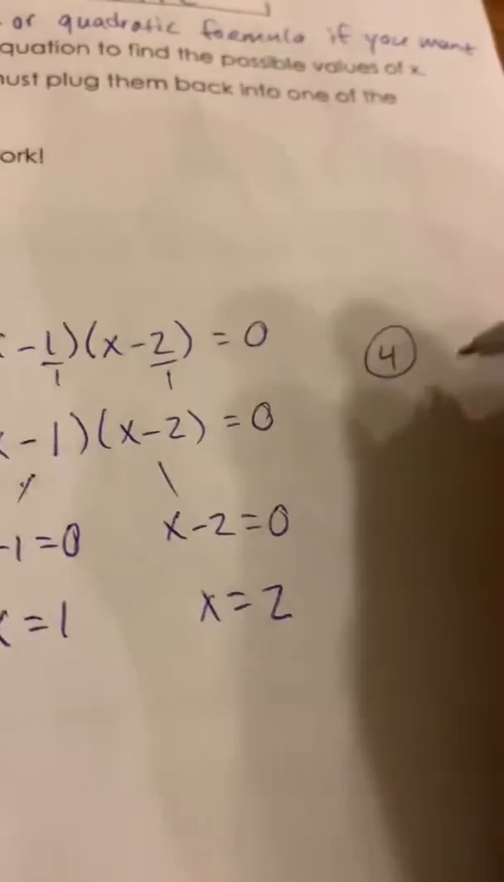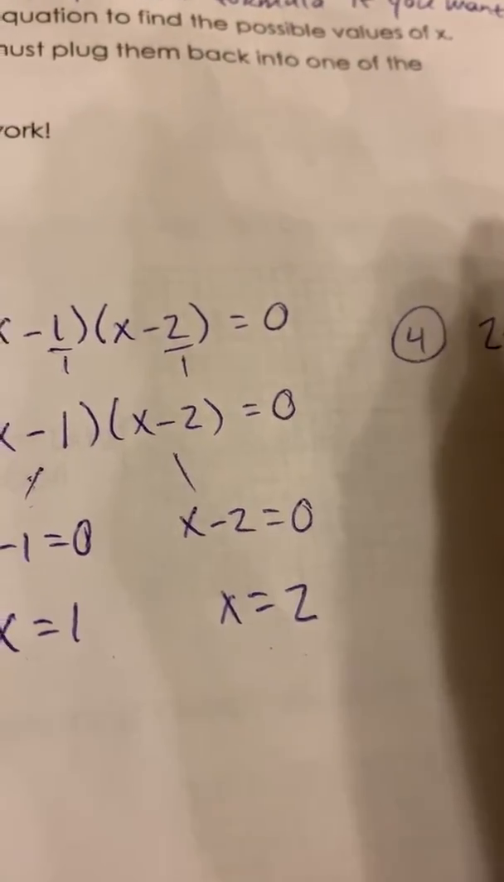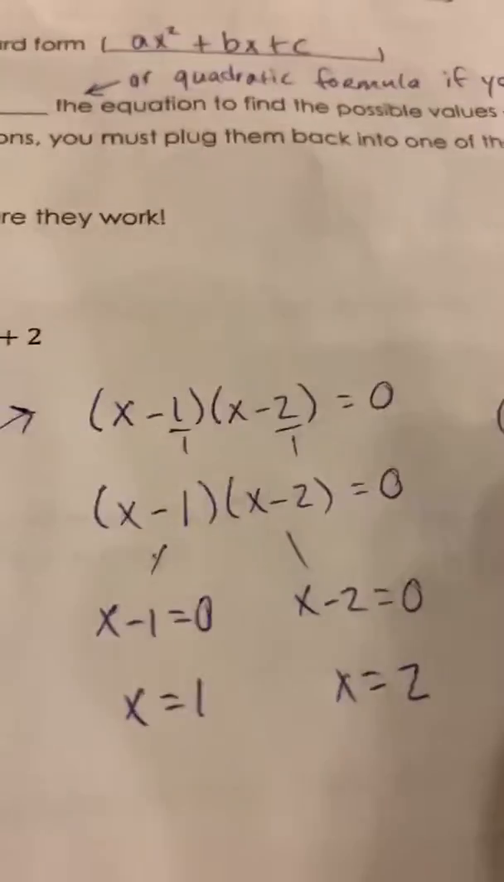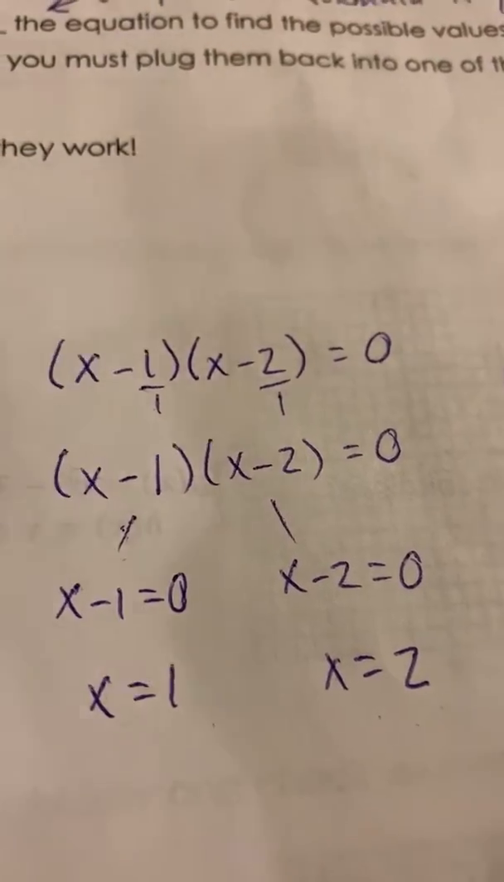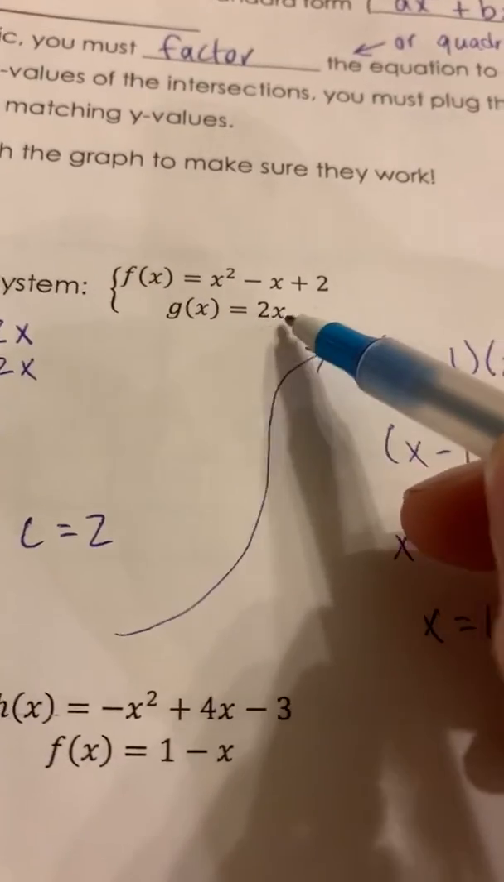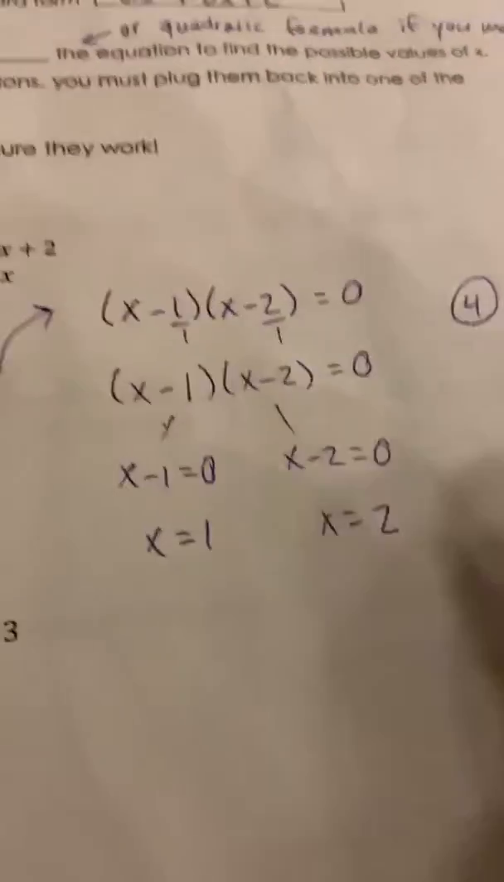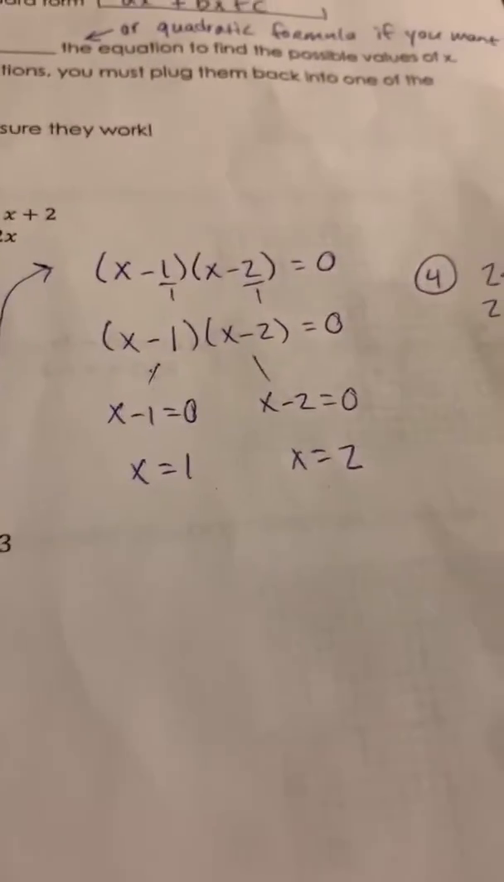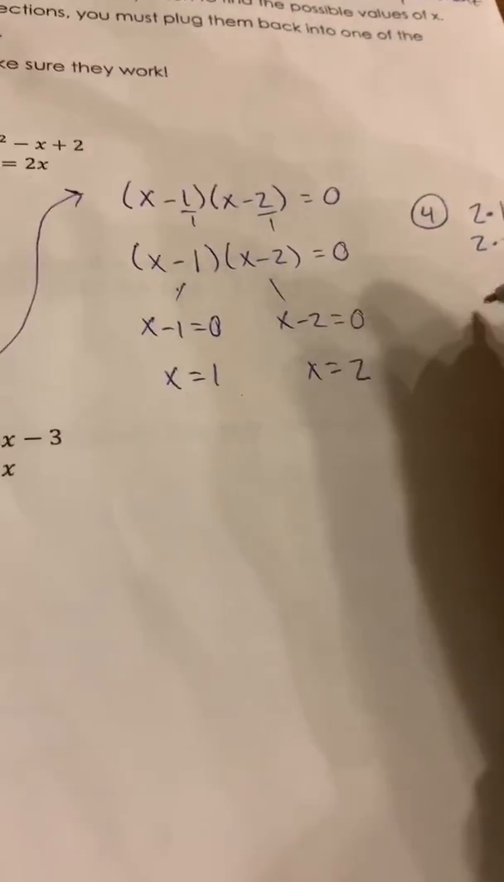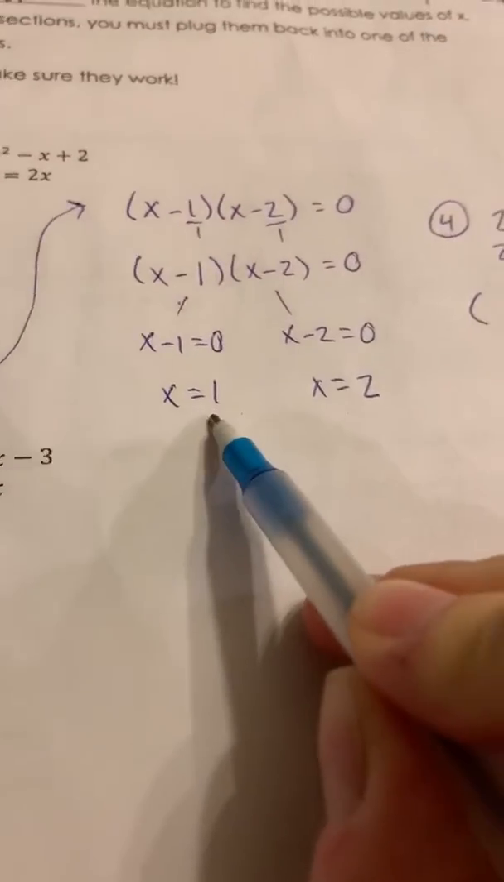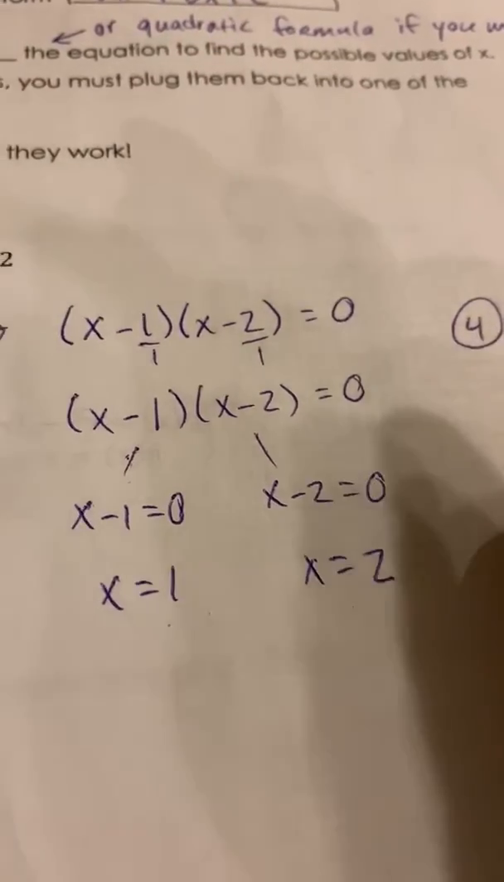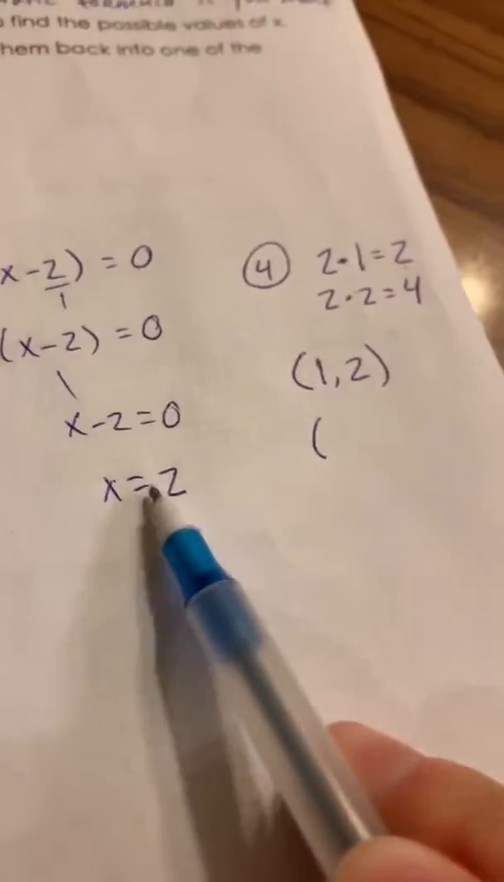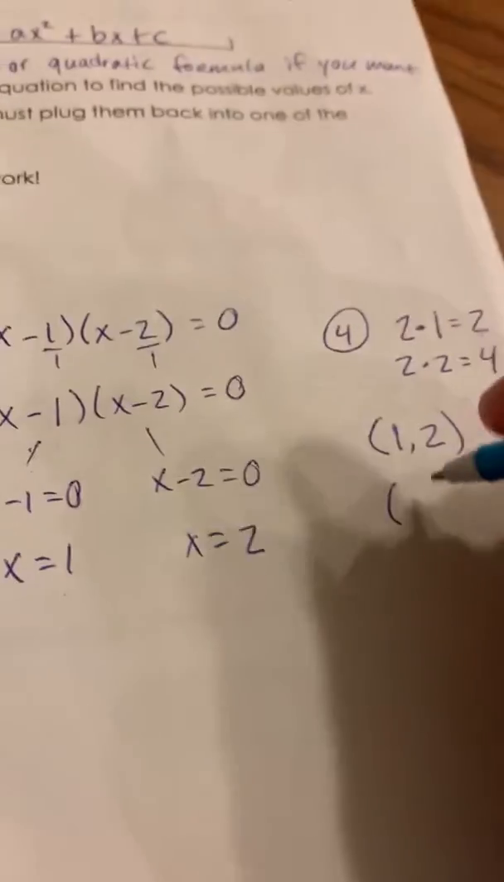So step 4, over here I'm going to write, is that 2 times 1 gives me 2, and then 2 times my second value, 2, is 4. So my first point of intersection is 1, comma 2. My second point of intersection is 2, 4.